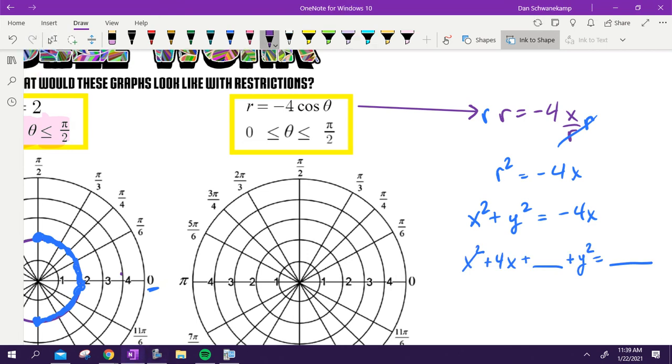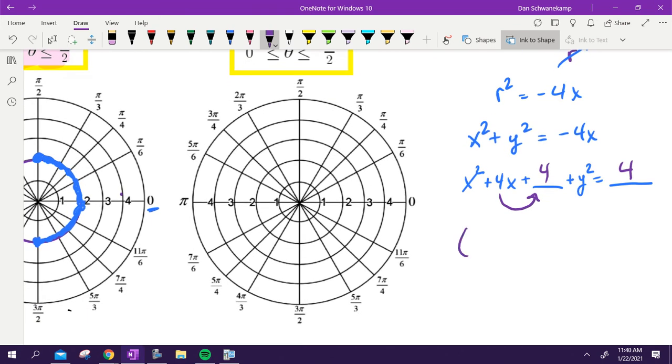What number did you put right here after 4x? You would put the number 4 because you take this number, you cut it in half, and you square it. That goes there. And whatever you put on one side, you put on the other side to balance your equation. Then we are writing it in standard form. So it's x something squared plus y squared equals 4.